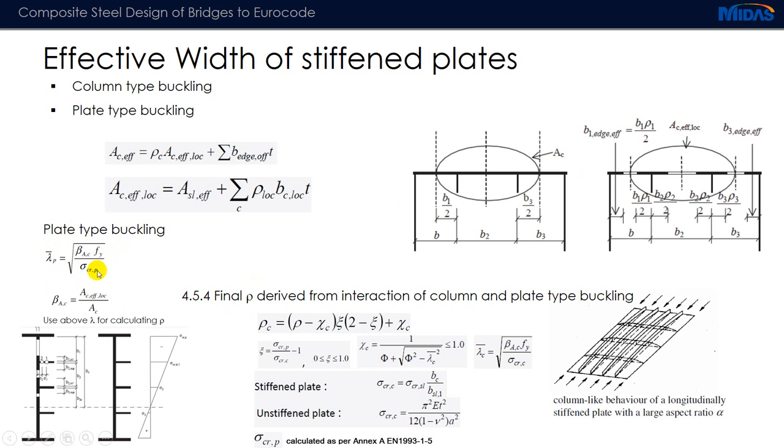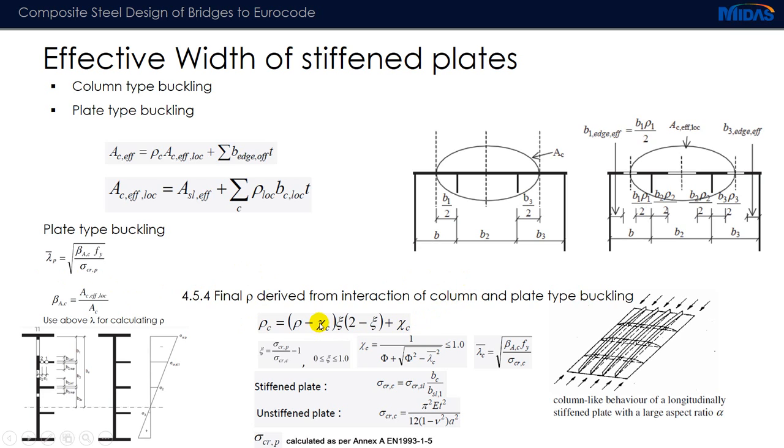Sigma CR is calculated from Annex A of Eurocode 3 1-5, which is different for different numbers of stiffeners. So for, say, number of stiffeners equals 1, we have a certain method of calculating sigma CRP, and for 2, 3, etc. stiffeners. Now once we calculate this value of rho, we then calculate the final value of rho C, which is the final reduction factor that we'll be using for calculating effective width. This rho will include the column buckling as well.